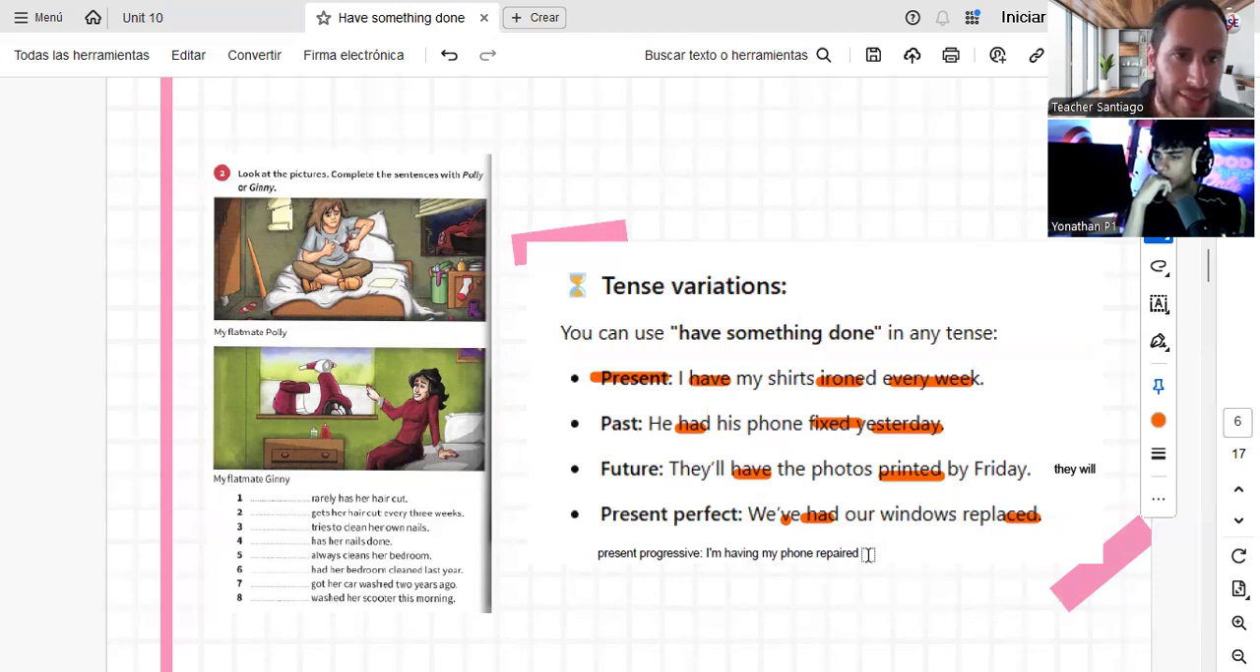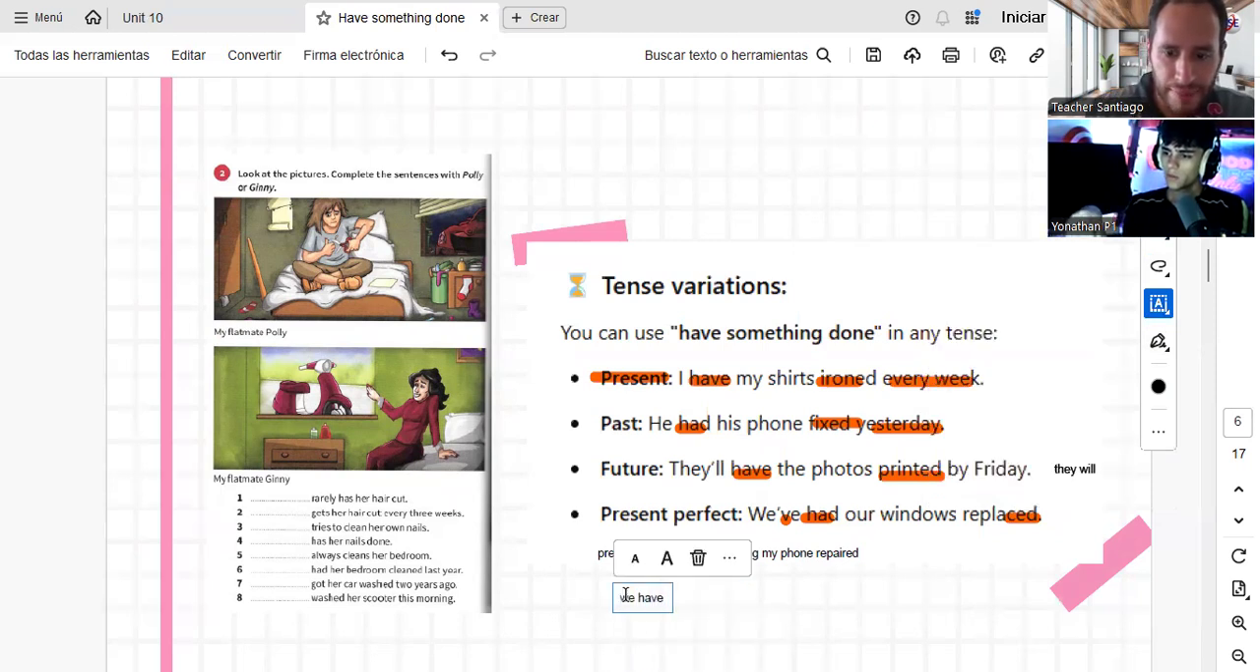Is it clear, Jonathan? Sí, mister, en presente perfecto, ¿cómo es? ¿Puede repetirla? Have plus had. So here, we have had, we had. ¿Sí se puede eso? Have had? Yes, in this case, yes.